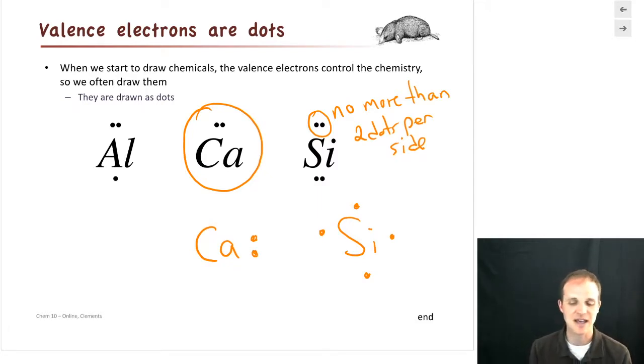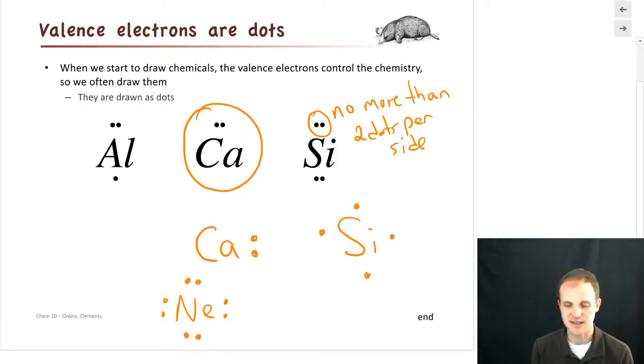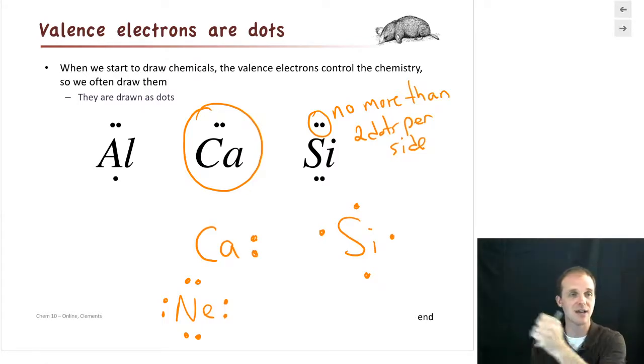And so if something had 8 valence electrons, you wouldn't put 4 on one side and 4 on the other. You'd put 2, 2, 2, and 2. So for example, if we had our noble gas neon, we'd go 1, 2, 3, 4, 5, 6, 7, 8, just like that. Alrighty, so now we know about valence electrons, those outermost electrons that are most responsible for the chemistry. We get that by looking at our electron configurations and just looking at that last shell, the outermost shell, how many electrons are there? Those are going to be the ones that do our work for us.